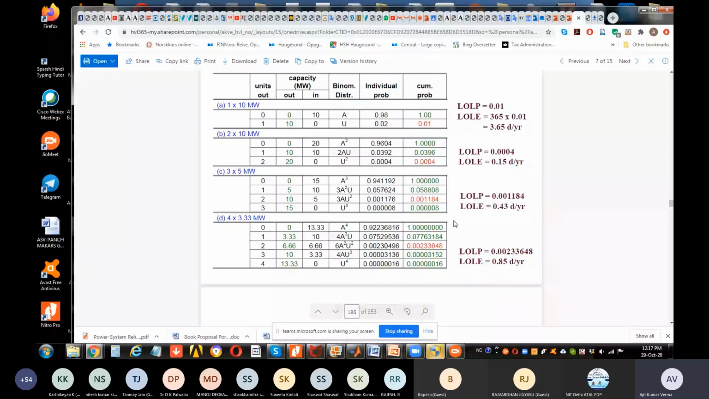And you have a 10 megawatt load. So you lose load when you generate 0, when you generate 3.33, and when you generate 6.66. These are the cumulative probabilities. You add this up to this, you get this value. Then you add these three, you get this value. So when you generate up to 6.66 megawatt, you lose load because the load is 10 megawatt. Therefore, this probability is the loss of load probability. Multiply by 365, you get 0.85 days a year.